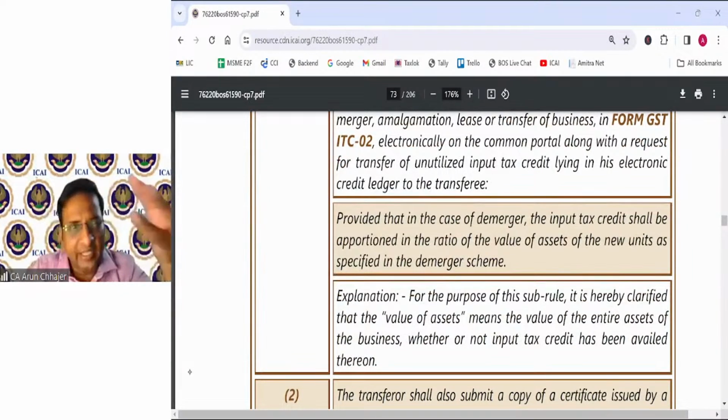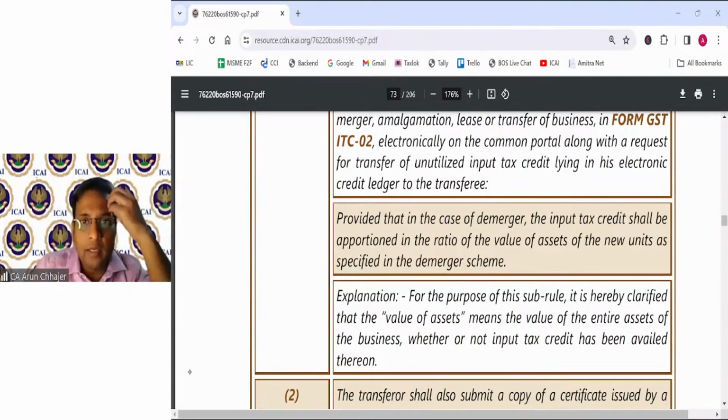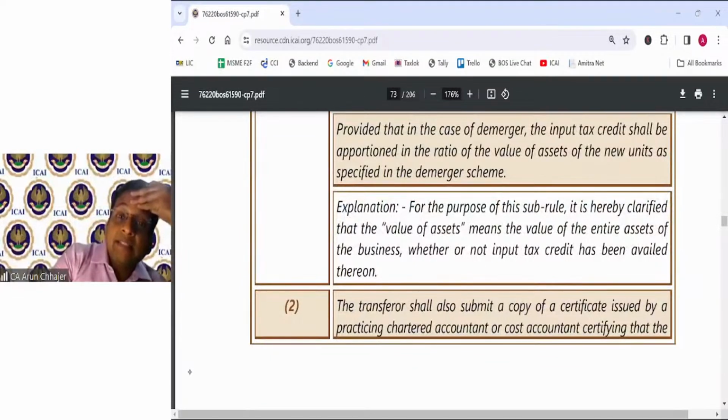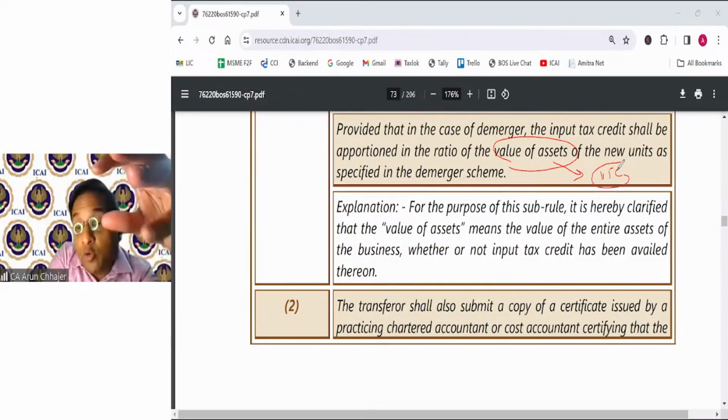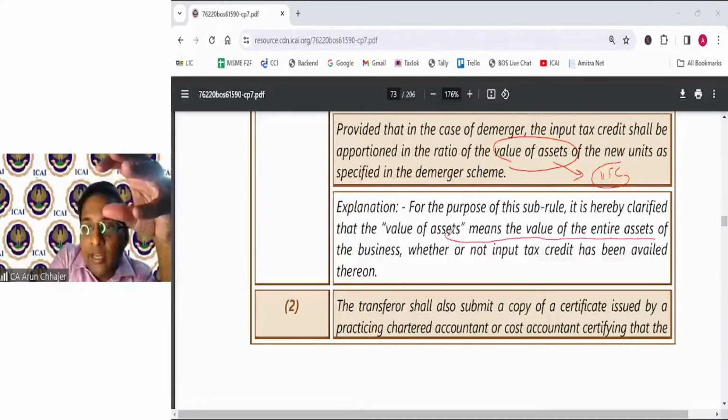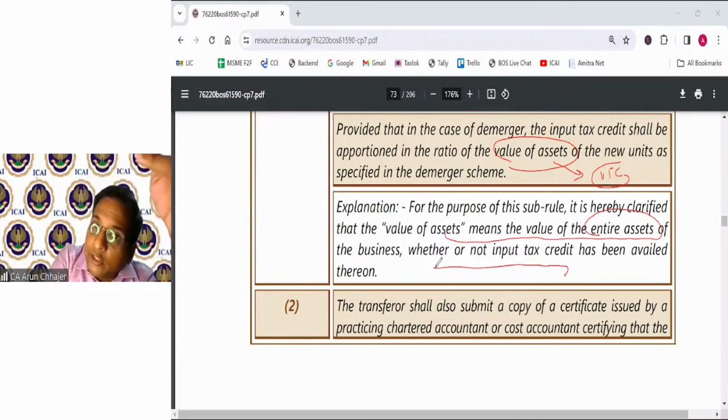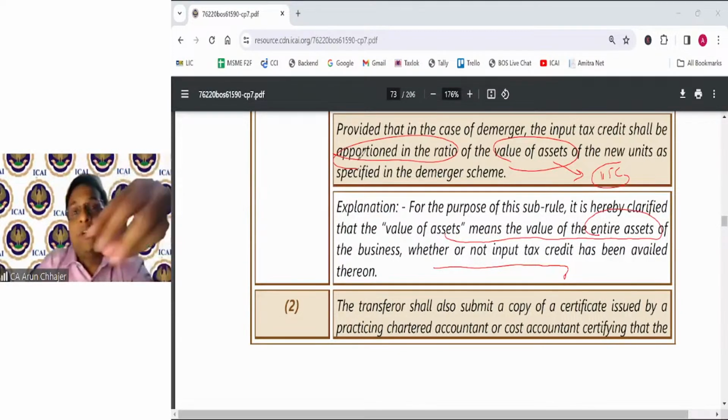So demerger, you are splitting your company. So in that case, whatever the percentage of the asset is gone or is being transferred to the new entity, in that ratio, you will apportion the ITC also. Now the point is that here they have used the word value of the asset. So the doubt was whether we will take the value only on which I have taken the ITC, or I will take the total asset. So they have clarified value of the entire asset. Whether you have taken the ITC or not taken the ITC, you will take both to arrive at that ratio in which you will do the apportionment.